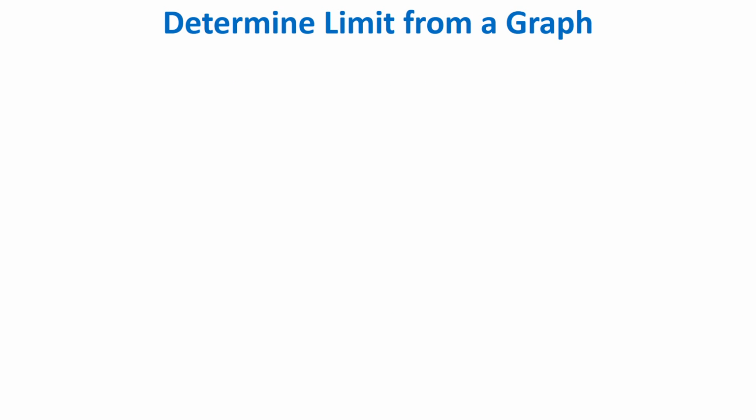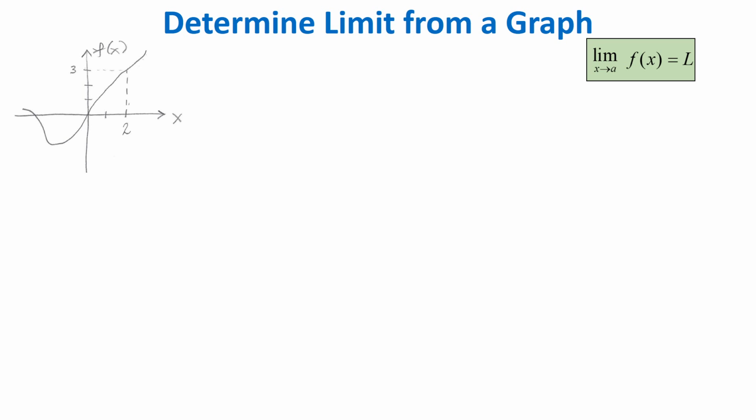So let's look at the first way, determining the limit from a graph. Here's the notation just rewritten, and here's a sample graph. Note that the ordered pair (2, 3) is on the graph. As I'm saying x approaches 2, what's happening to those y values? Well, those y values are heading towards 3. Therefore, I'll say as x approaches 2, f of x, or y, approaches 3.